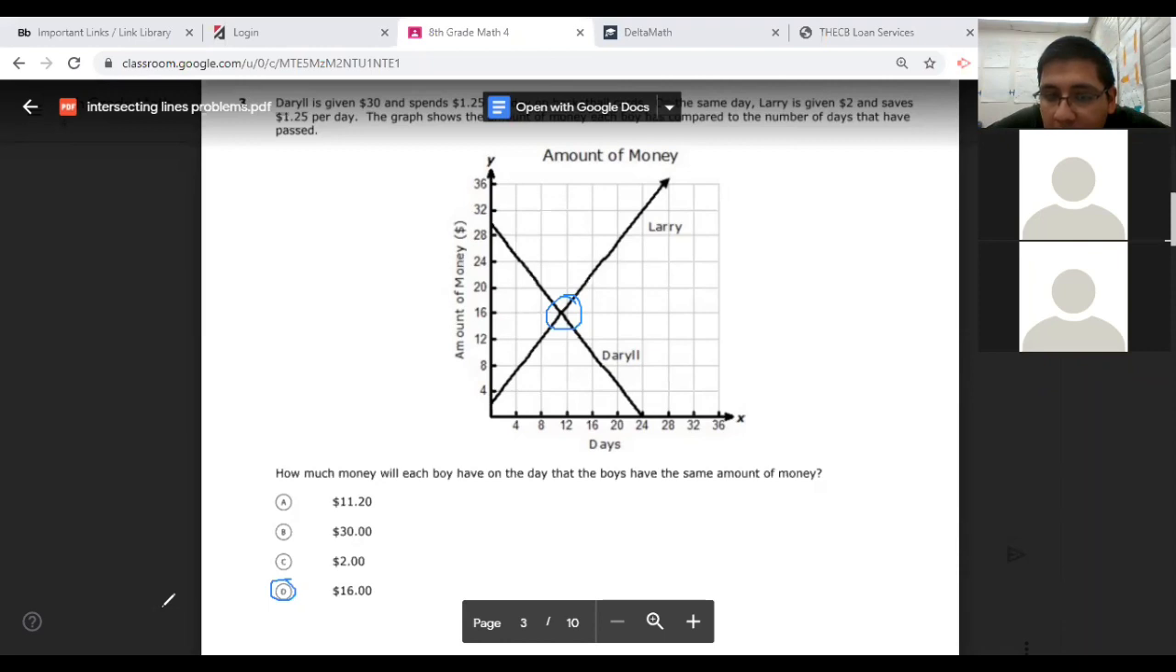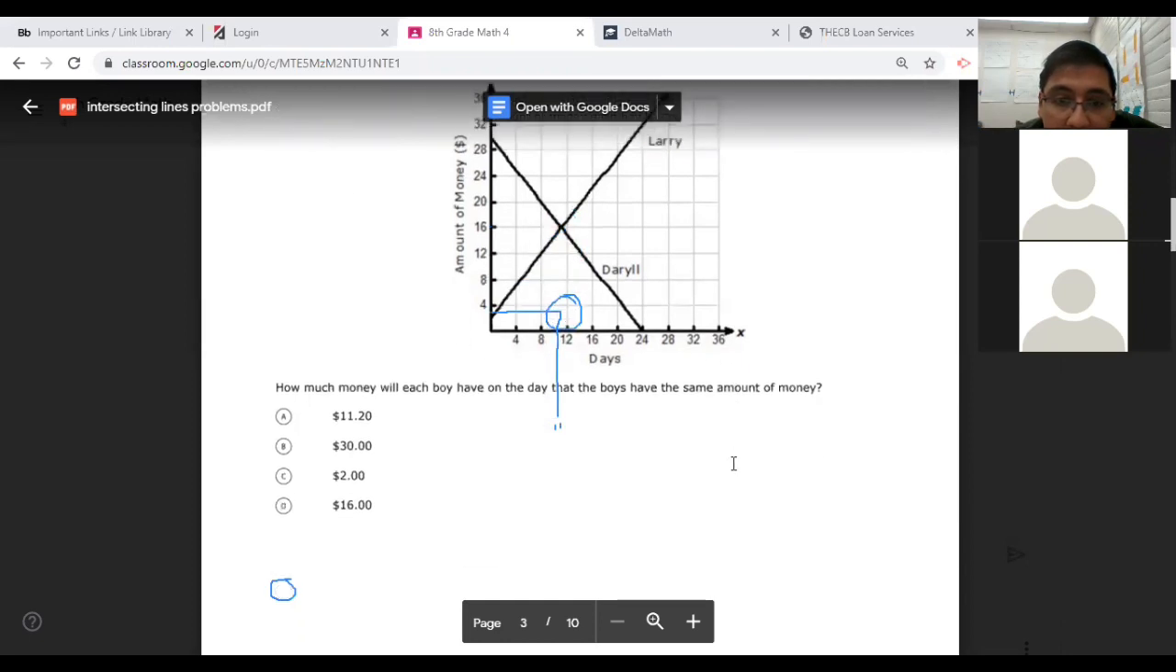So Adan is saying D, right? And if you notice, the point where they're meeting up is around, or basically at 16. Now, if we were asking for the days it takes, I guess it might be somewhere around 11, possibly, right? After 11 days, they both have the same amount of money, which is 16.